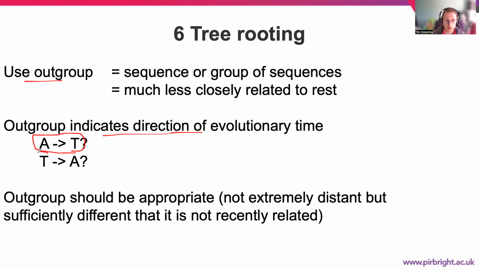If the outgroup allele is T, for example, and that represents the ancestral state, that may indicate that it's changed to A, and vice versa if it was an A in the outgroup. The outgroup needs to be at an appropriate level, a sort of Goldilocks zone. It's not extremely distant, because then it may have multiple substitutions at those alleles like T here, but also sufficiently different that it's not recently related and doesn't have any evidence of recent gene flow.